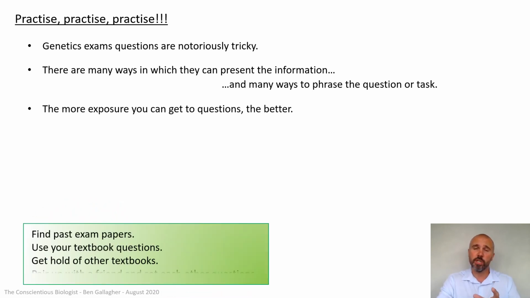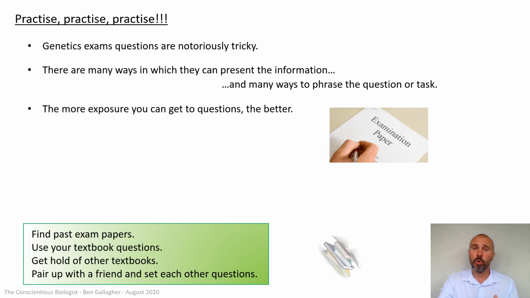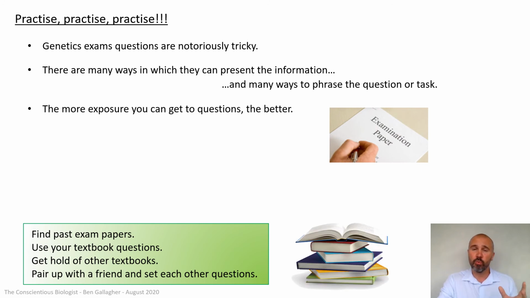So what I want you to do, find past exam questions. Go to the exam board websites. They always have loads on there. Go online, search for past papers. There's loads available. Use the questions in your textbook. Go to the chapter on genetics. Generally at the back of the chapter, there will always be loads of practice questions. On each page of information in your textbook, there's normally questions to answer as well. Get hold of some other textbooks. You know, for every exam board, there's about 6 or 7 different textbooks from different publishers that all have different exams that you could practice on.